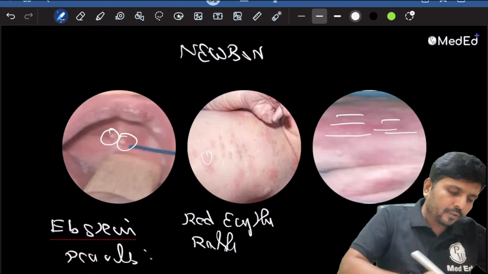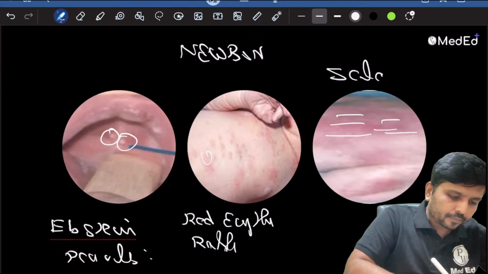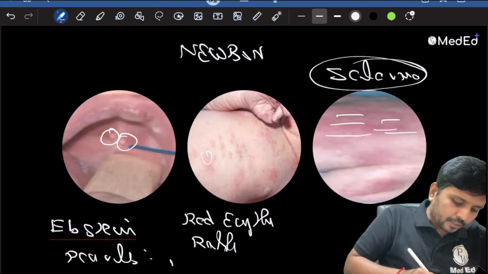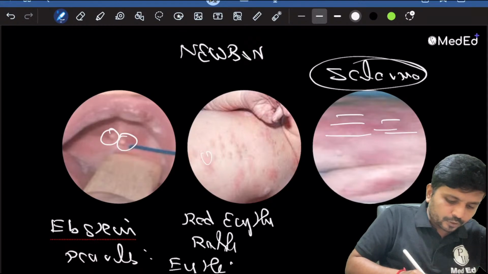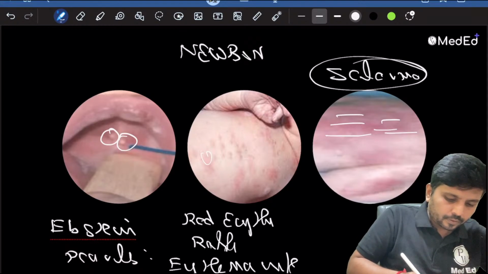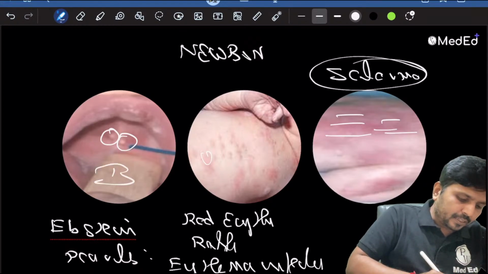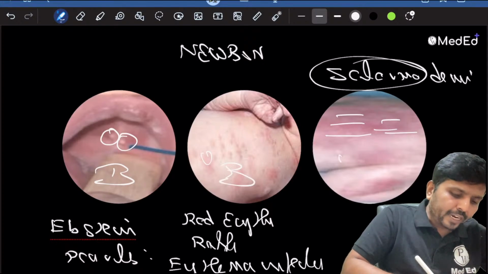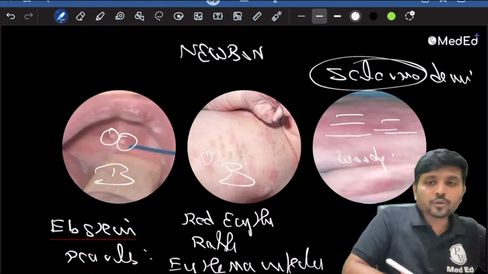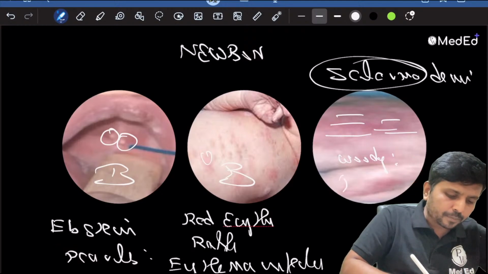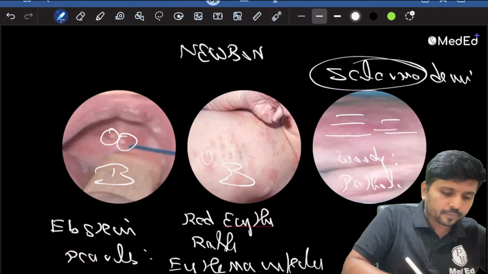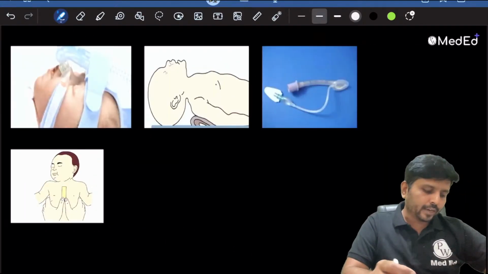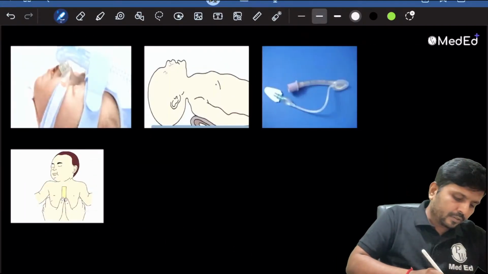So what is this? Woodening of skin. This is called scleroderma. The red patches are called erythema toxicum. This is benign. Scleroderma is woody induration due to gram-negative sepsis. This is pathologic.